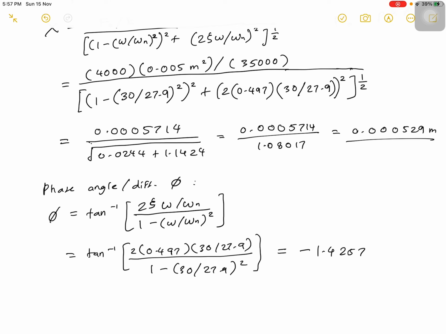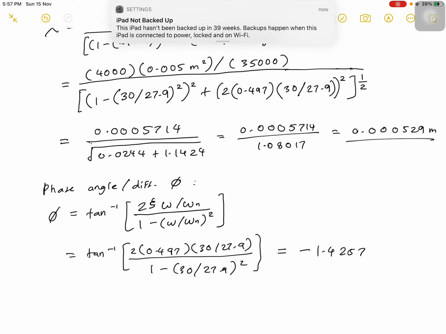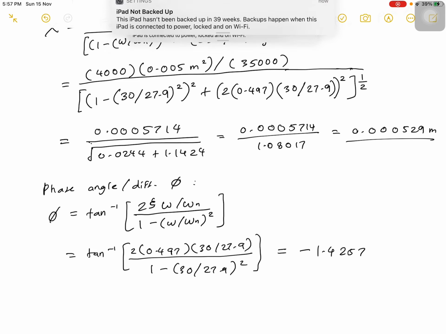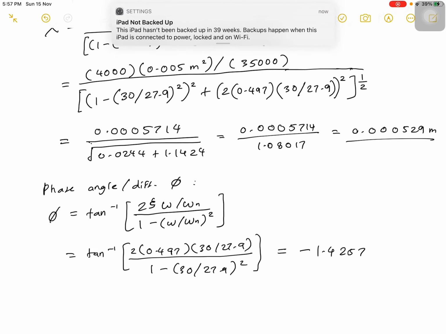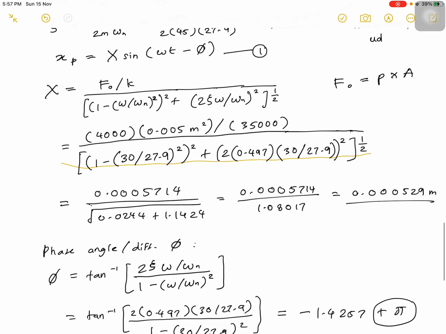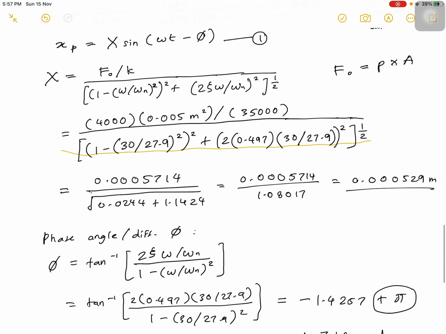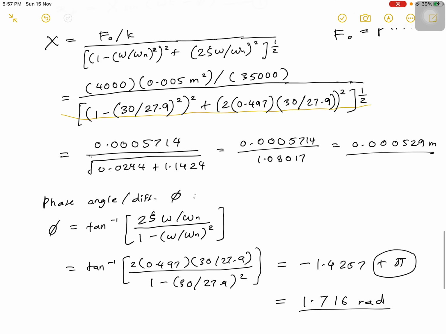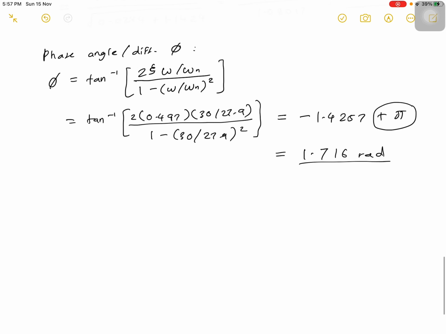Since this is trigonometry for tan, we will have a similar value if we add pi to it. So we can add pi to get the positive value. After we add pi, we found that the answer is 1.716 radian. So this is the value for psi. Okay, so we get the value of the two constants, x and psi, already.